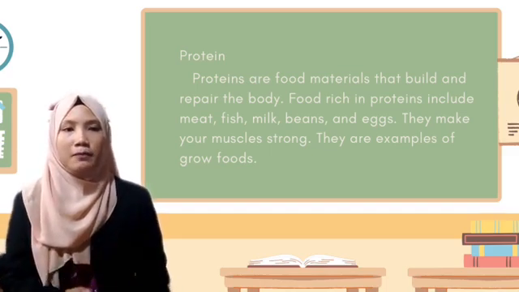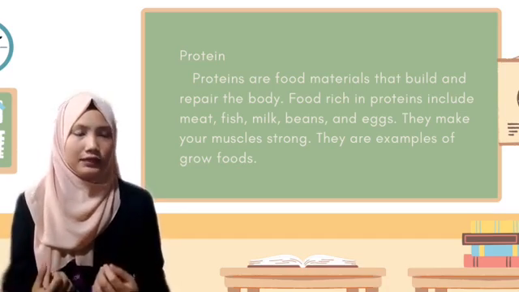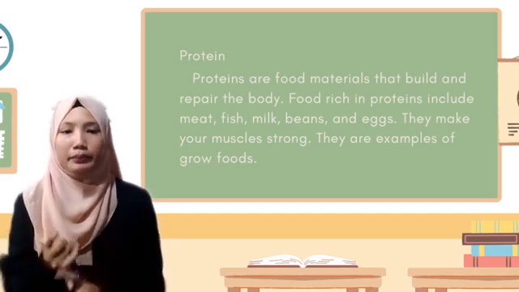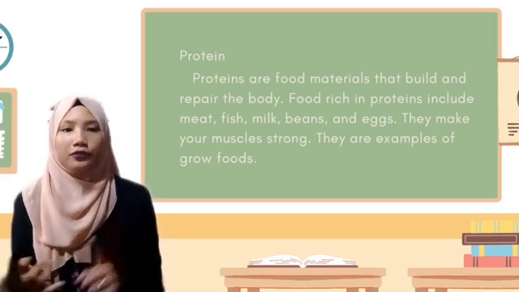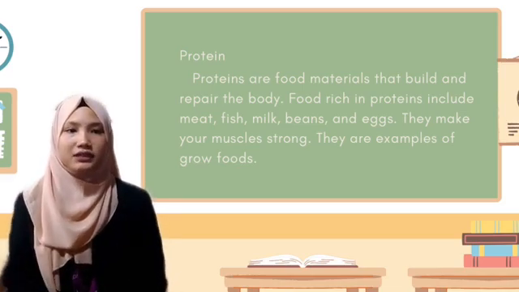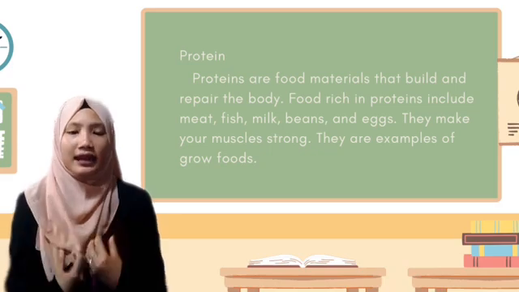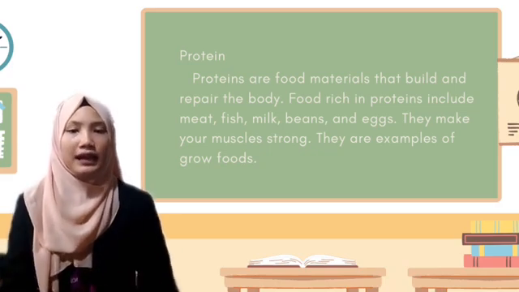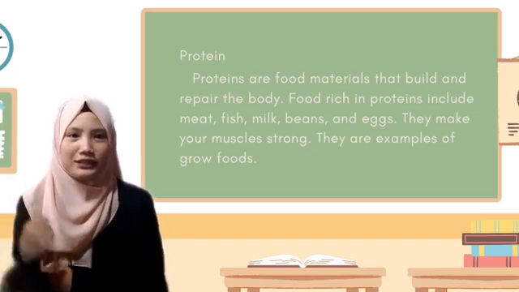Isa sa mga example ng grow foods na nagbibigay protein sa ating katawan ay yung mga meat or karne, fish, milk, beans, and eggs. Sila yung kailangan natin na protein kasi yung protein ay nagpapalakas yan sa ating mga muscles.